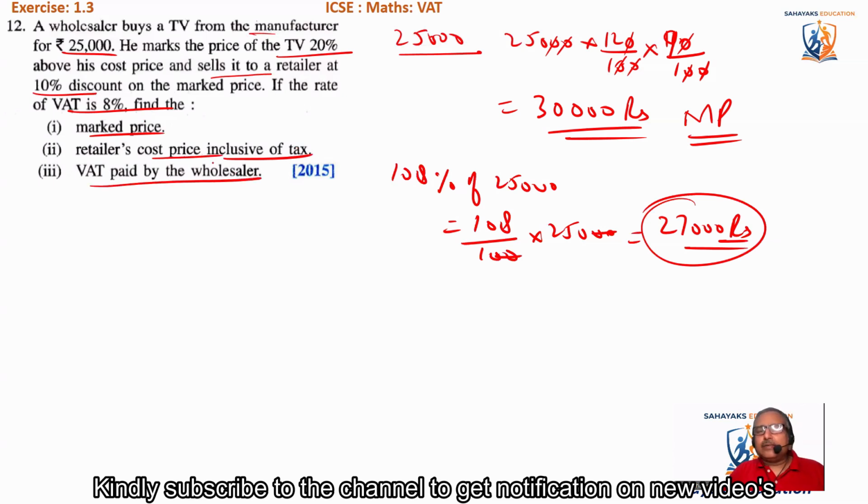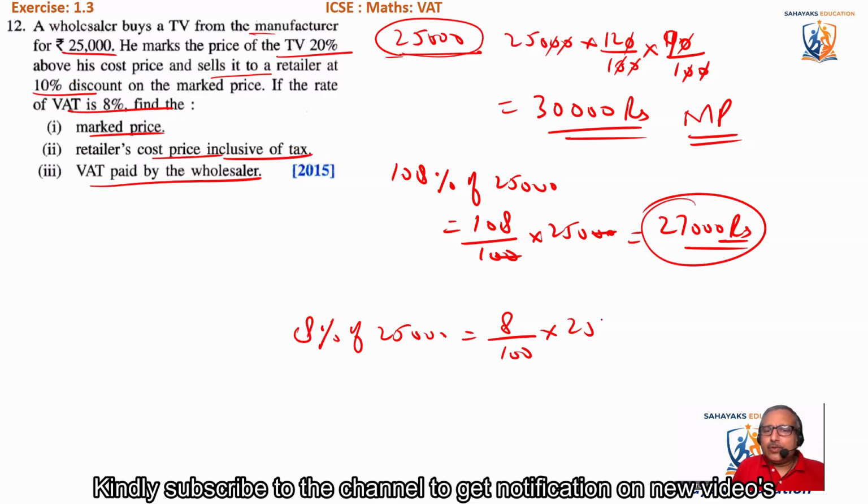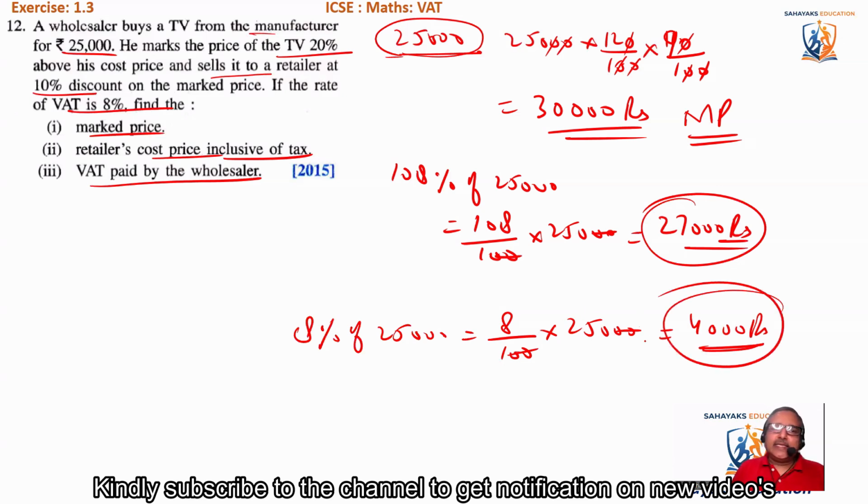VAT paid by the wholesaler. How much is the VAT paid by the wholesaler? So this is the wholesaler, who has given the price at 25,000 rupees. So that means he's going to pay VAT at 8% of it. So 8% of 25,000 is 8 by 100 into 25,000, these two get cancelled out. It comes out to be 4,000 rupees. 4,000 rupees is the VAT paid by the wholesaler.